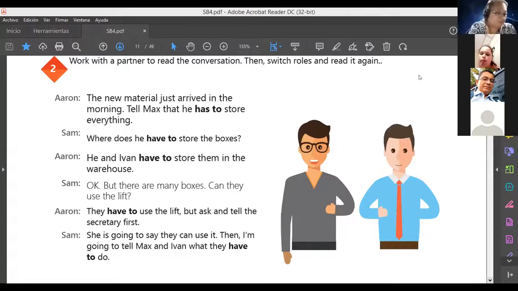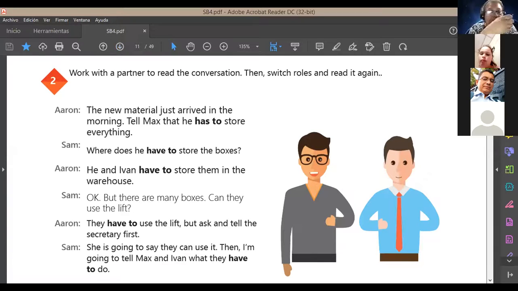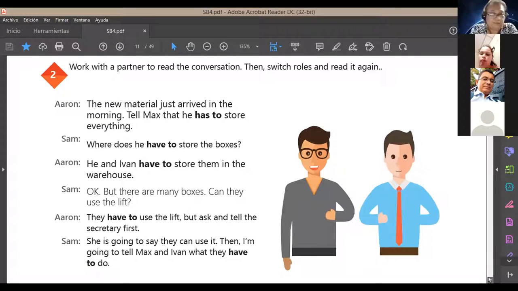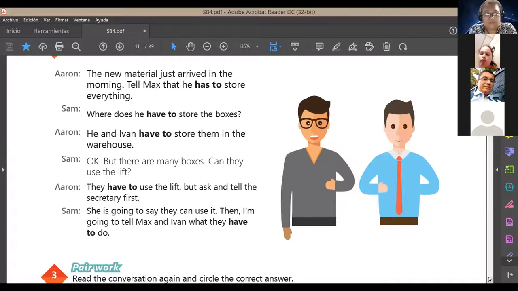Vamos a leer the instructions. We are going to read the instructions. We are going to read it and then we are going to practice it. The new material just arrived in the morning. Tell Max that he has to store everything. Where does he have to store the boxes? He and Ivan have to store them in the warehouse. Okay, but there are many boxes. Can they use the lift? They have to use the lift, but ask and tell the secretary first. She's going to say they can use it. Then I'm going to tell Max and Ivan what they have to do.